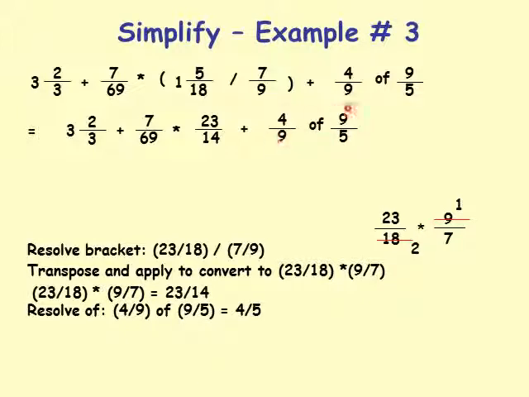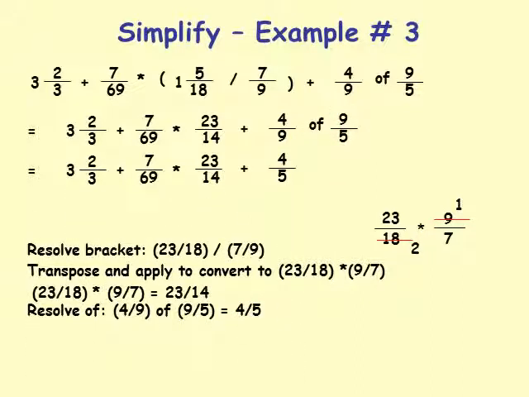So 9 and 9 cross out. We divide this 9 by 9, get a 1. This 9 by 9 got a 1. We have 4 by 5. Okay, so now we're going to replace this part, which is 4 divided by 9 of 9 divided by 5, by the 4 by 5.